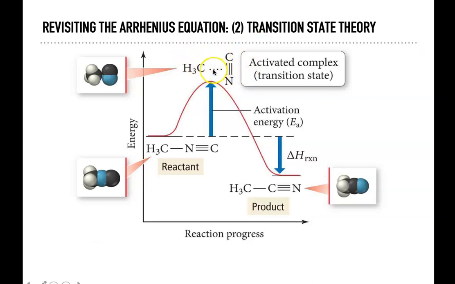Then quickly, the breaking of the CN bond is fully done and the CC bond is formed, making the product. So what does this activation energy mean? Activation energy means the energy of this activated complex, and we need to go through this to make the product. So transition state theory also supports the Arrhenius equation, and explains the meaning of the activation energy.